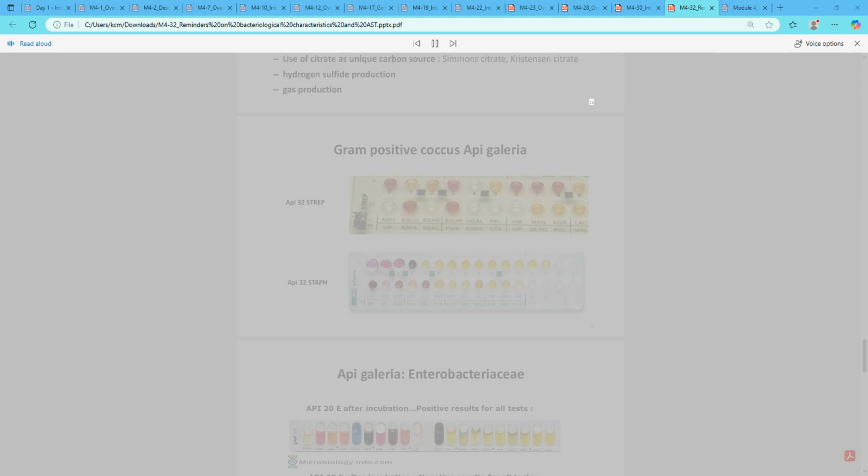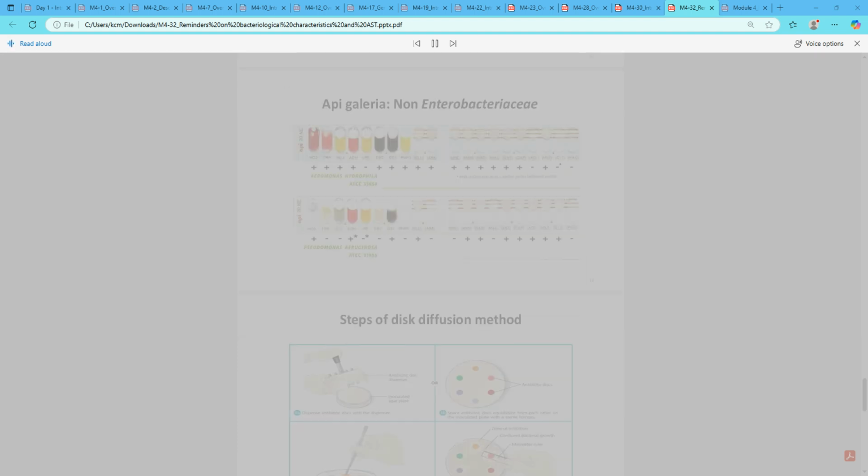Gram-positive cocci: API Galleria, API 32 Strep, API 32 Staph. API Galleria, Enterobacteriaceae.